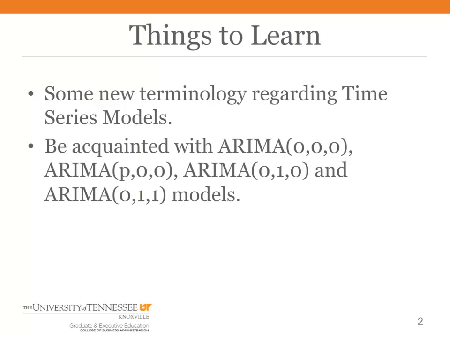ARIMA gives us a kind of shorthand, and so rather than coming up with a different name for every possible different model we could think of, we can describe any kind of model that we want with three parameters, and I'll describe those in just a minute. But each ARIMA model has a triplet of numbers that tell us what it is. In particular, today we're going to talk about four of those: an ARIMA 000, ARIMA P00, ARIMA 010, and ARIMA 011. Turns out you already know all of those models. It's just that I have to tell you what those names mean.